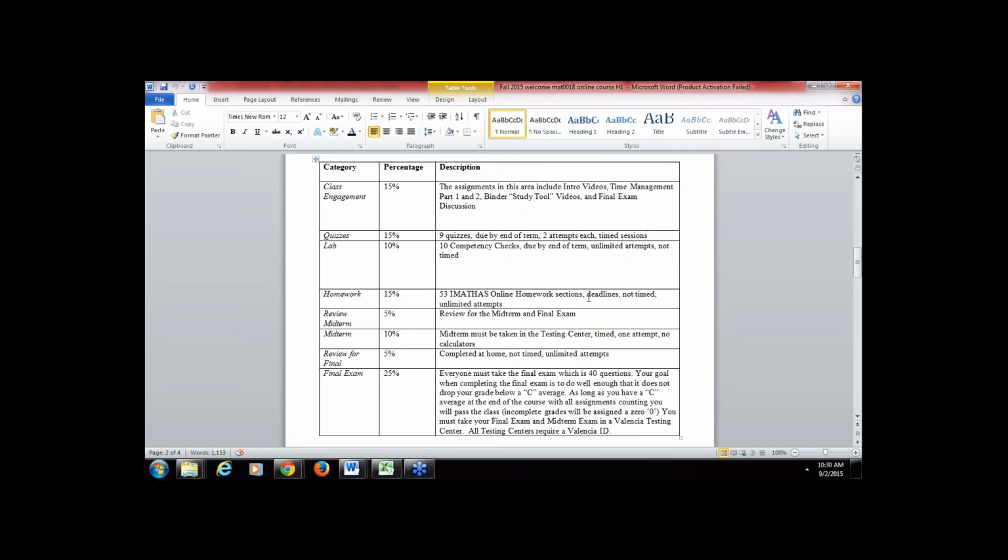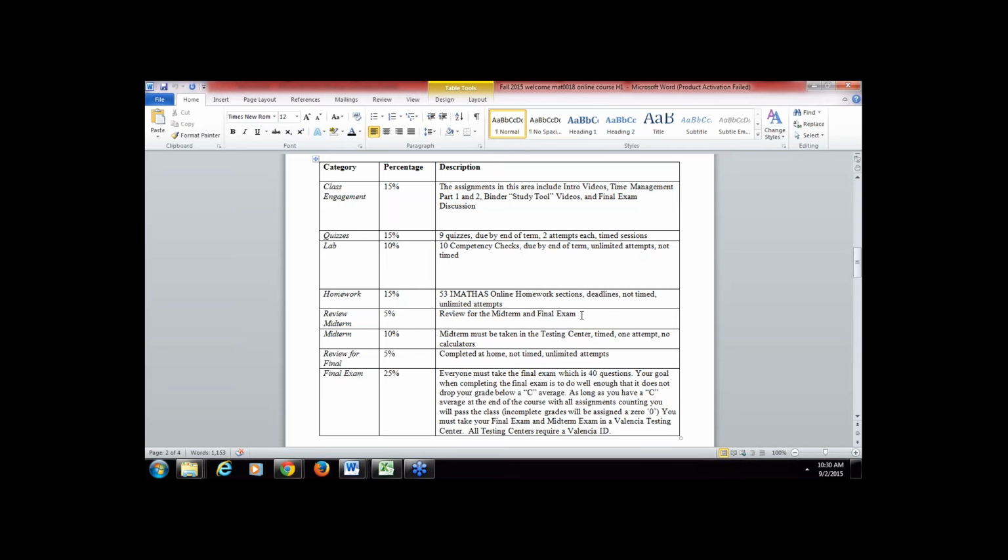Okay, your homework assignments. There are about 53 total homework sections. There are deadlines, however. So far the quizzes and the competency checks don't have deadlines. The homework does, so you want to make sure you stick to the deadline because I'm not going to extend it. They're not timed, however, and you can, again, try those as many times as you want. So I'm trying to give you some mixed opportunities, some with a little more pressure and fewer attempts, some with less pressure and unlimited attempts, and I kind of mix it up a little.